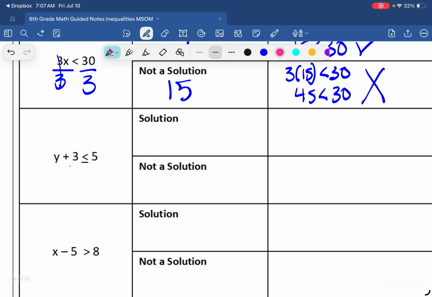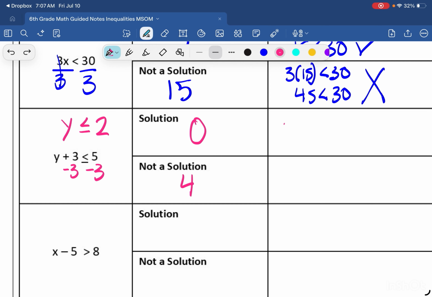y plus 3 is less than or equal to 5. So let's minus 3 from each side. So my solution is y is less than or equal to 5 minus 3, which is 2. A solution would be anything less than or equal to 2, like 0. Not a solution would be anything greater than 2, like 4.